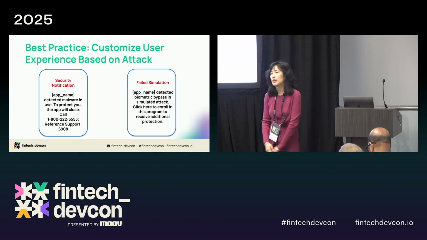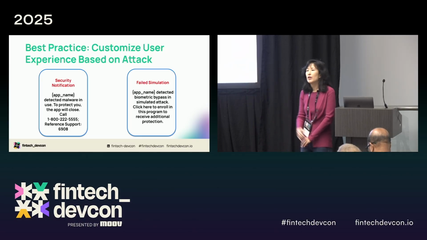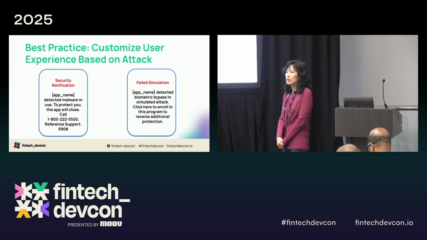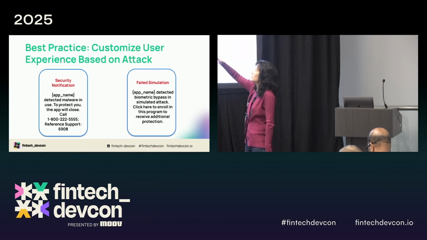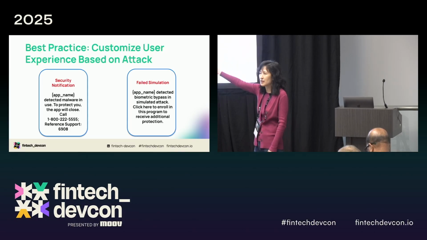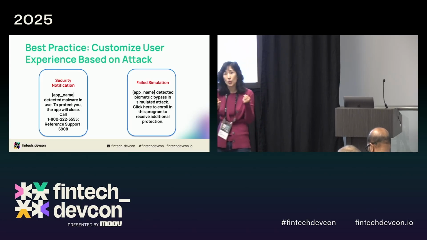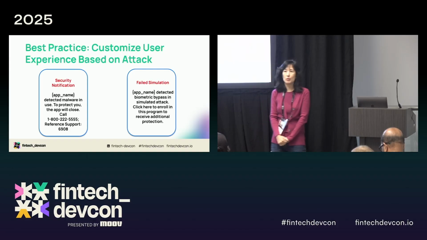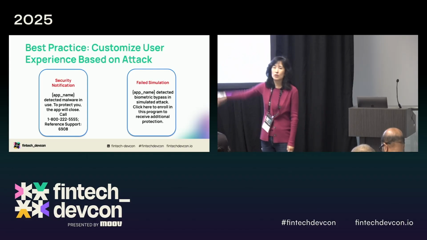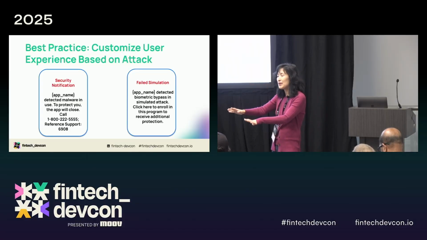So here are a couple of examples. One of the best practices that I found is being able to enable you as developers to have a way to customize the user experience based on the type of attack. So there are ways to create a security notification to say to the user, hey, this malware has been happening. Maybe you don't want to say exactly which malware, but something has happened, and to protect you, the app will close. Now call this 1-800 number, use this code, and then customer support will be able to help you. So that's the most basic thing to do, just provide a notification when the event happens, letting them know the event happened, and then what to do next.